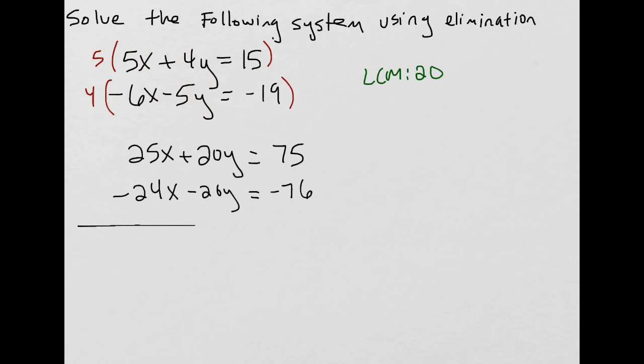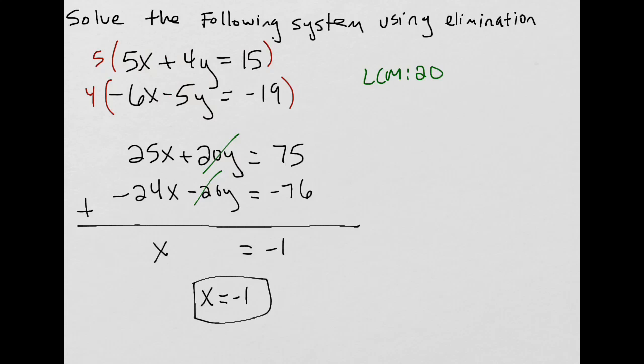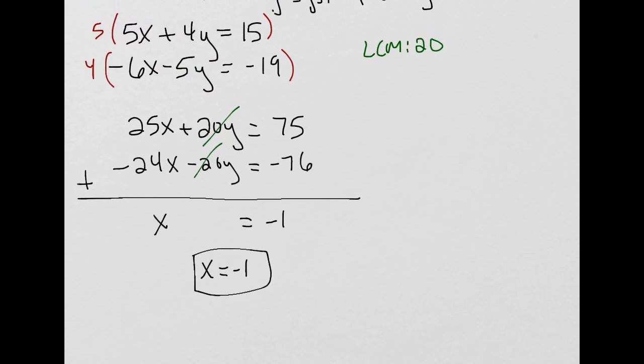And now I want to add my two equations together. Notice the y's are in prime position here to be eliminated. So if I combine my x's, 25x and negative 24x is 1x, or just x. 20y minus 20y, those become 0. And then on the other side, 75 and negative 76 is negative 1. So in this case, we got really lucky because we don't really have to do any solving. We know that the x-coordinate where these two lines meet is at negative 1.